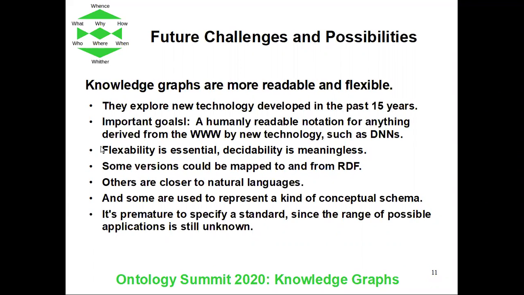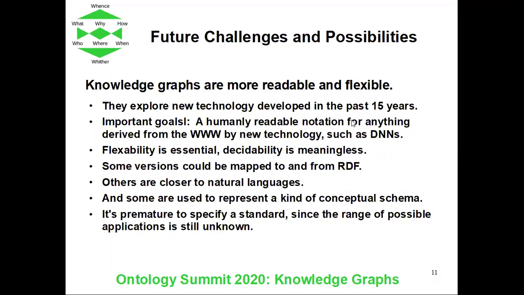And the idea of the knowledge graph is to be more readable than RDF and OWL and the other notations, and also more flexible. And there's 15 years of more technology that has been developed since the end of the DAML project, and people want to have a notation that can map to and from the ordinary language, especially things like Siri and so on. And also, they wanted to map to the new technology, such as the neural nets and a wide range of other kinds of interfaces.